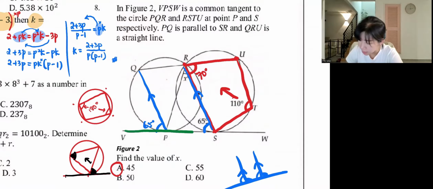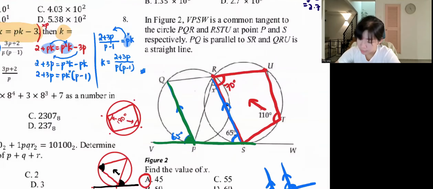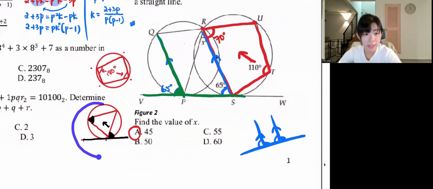Why I want to put it here is because I saw this thing. Okay, this is a tangent. This one is a tangent, and QP is actually a chord. So the angle between tangent and chord is 65 degrees. Where else is also 65? So this one, we're going to apply this thing.